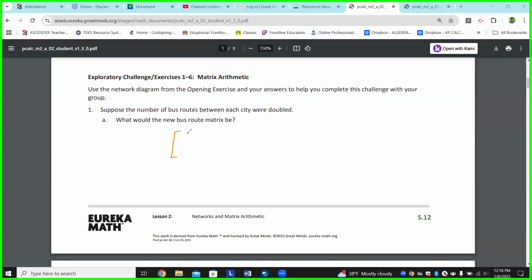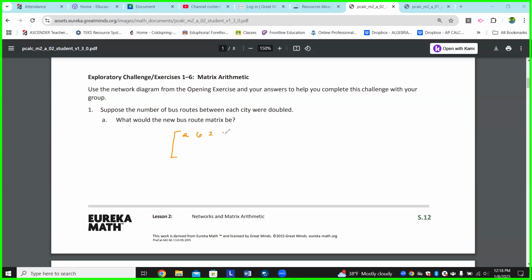Are we ready? So you should have gotten what? What's the first row? Column is up and down. Row is across. So these are your rows. These are your columns. So what was the first row?